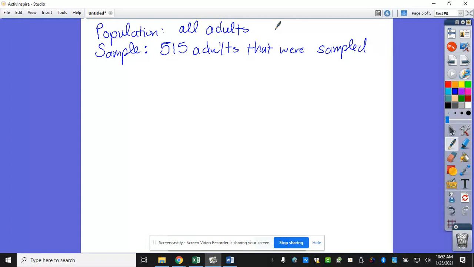So we also need to define statistic and parameter. Which one does it give us, a statistic or a parameter? Statistic. And of our three options, X bar, S, and P hat, are we talking about a mean, a standard deviation, or a proportion?